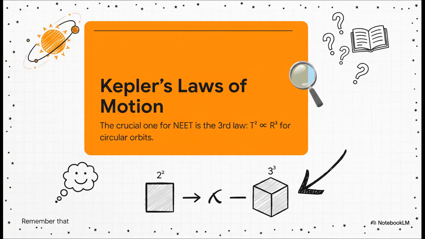First up on our list, Kepler's laws. You can think of these as the rules of the road for planets and satellites. Now, while all 3 laws are important, that third law is pure gold for NEET. The key thing you gotta remember is this simple but powerful relationship. The square of the orbital period is directly proportional to the cube of its orbital radius. Seriously, burn T squared is proportional to r cubed right into your memory.